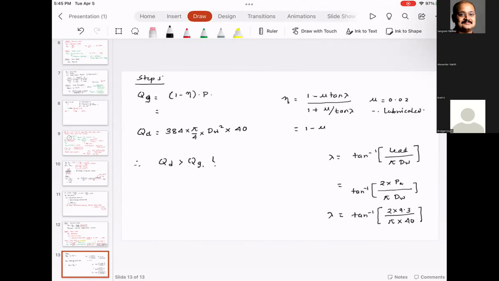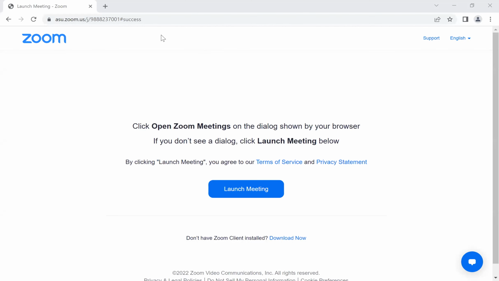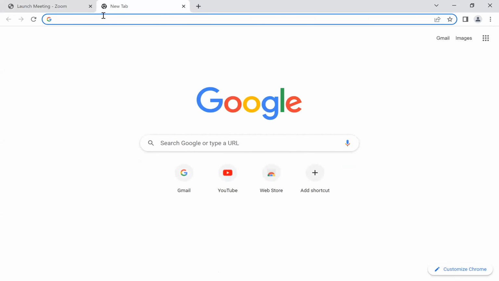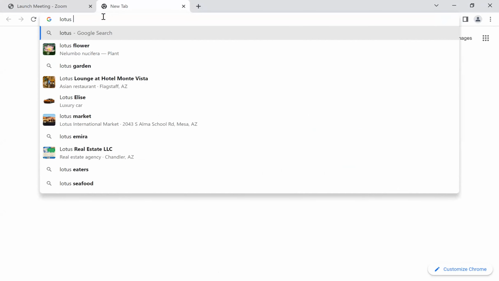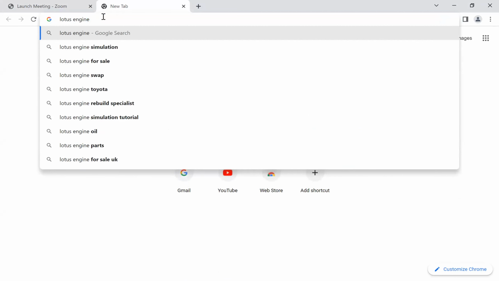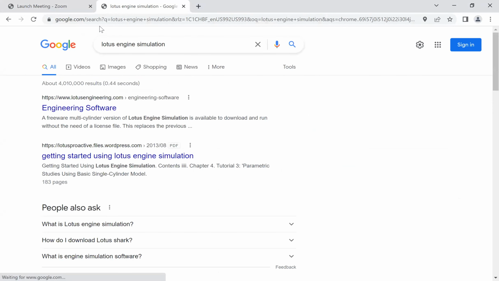Before we conclude for today, next time I'm going to talk about internal combustion engine design. I want you to install a software. Go to Google and search Lotus engine simulation. So, Lotus engine simulator, and go down.